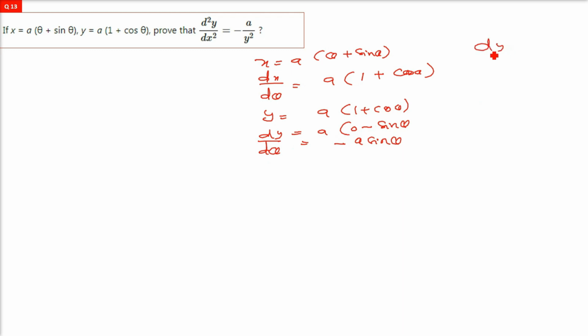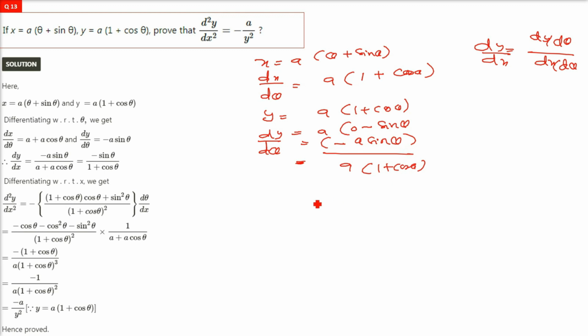Now dy by dx, in order to find out, you have to find out dy by d theta divided by dx by d theta. You have to divide these two. So you have to divide this a into 1 plus cos theta here. So minus a sin theta will be the numerator, a into 1 plus cos theta in the denominator. Okay. Now the next thing you can solve, because ultimately you have to find out d2y over dx2. We have cancelled a. So minus sin theta over 1 plus cos theta.